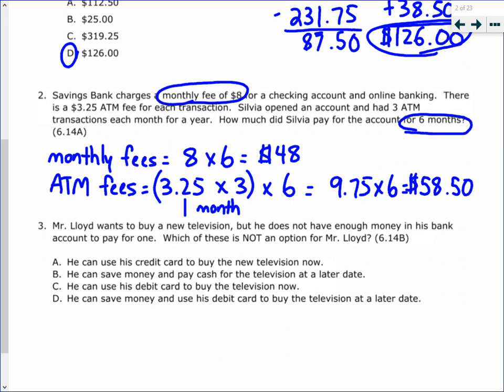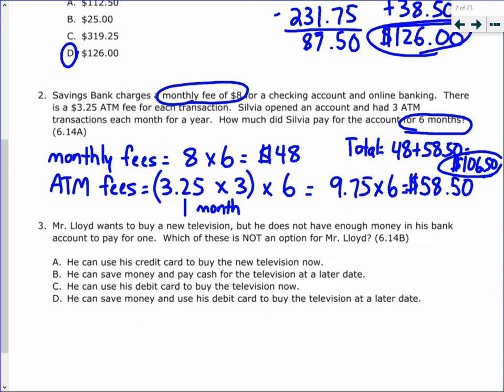And so we're going to add those two up to figure out how much she had to pay. So her monthly fees plus her ATM fees. So the total is equal to $48 plus $58.50. Not much room to do this problem, but the answer would be, let's see, just going to use a calculator to save time, but you need to make sure you can do this without a calculator. $106.50. So the total is $106.50.